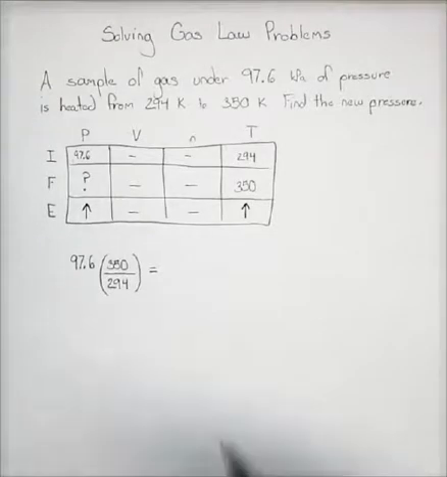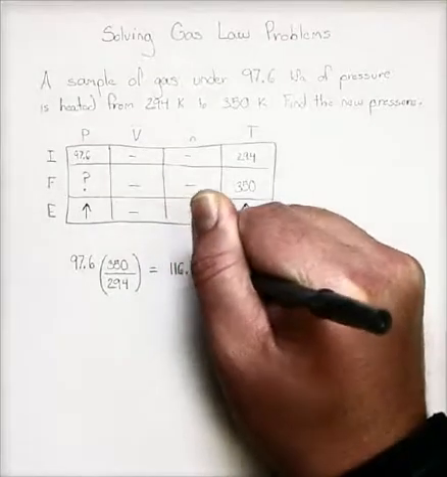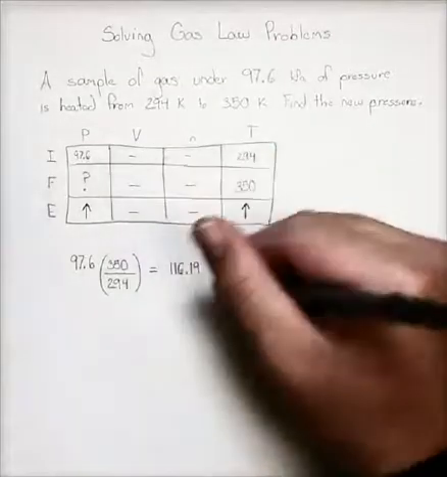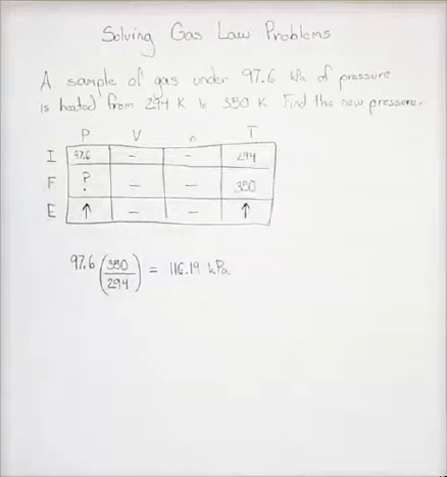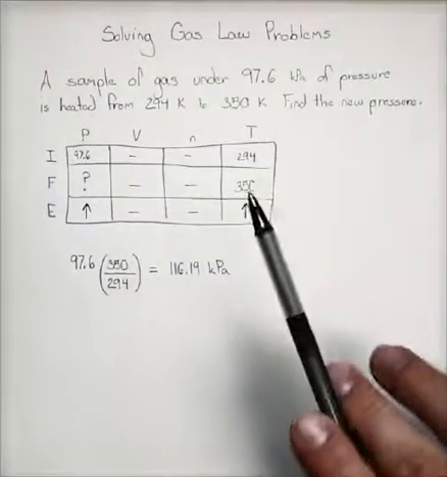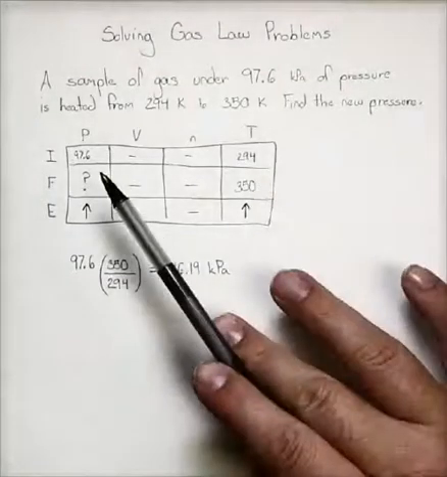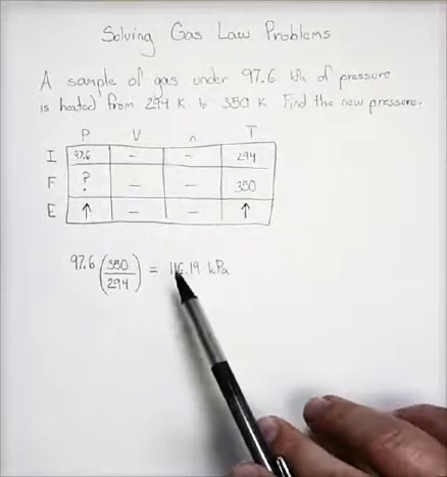And the answer I get is 116.19. And this is a pressure, so that's going to be kilopascals. So my new pressure is 116 kilopascals. Now notice this makes sense. We said the pressure was going to go up. It was 97.6. So it would make sense that it would go up to 116.19.